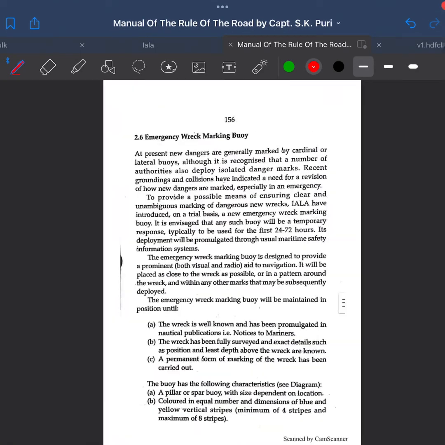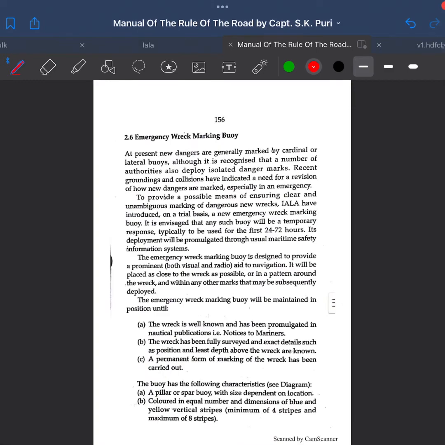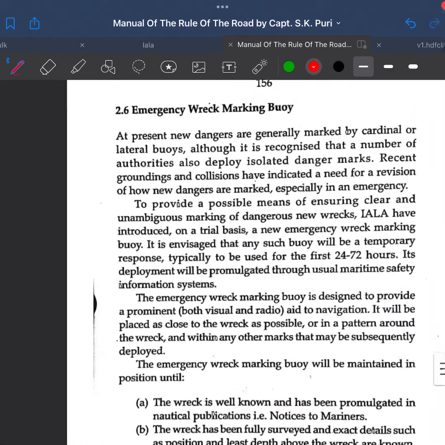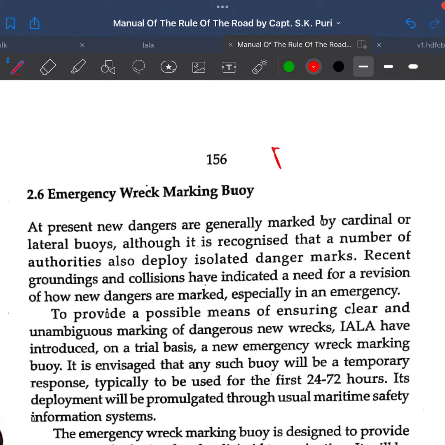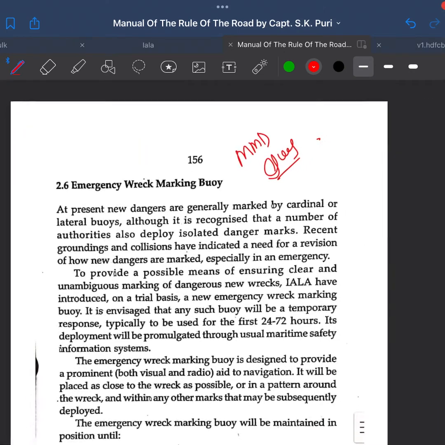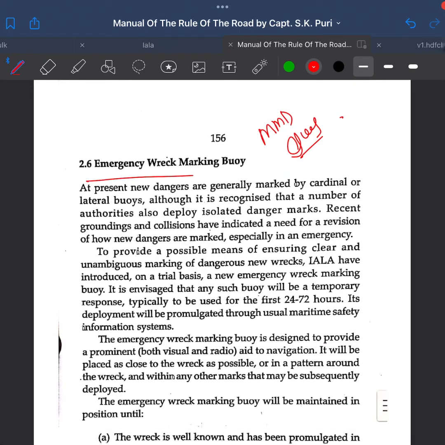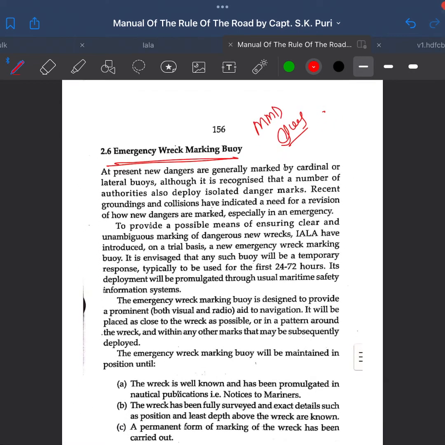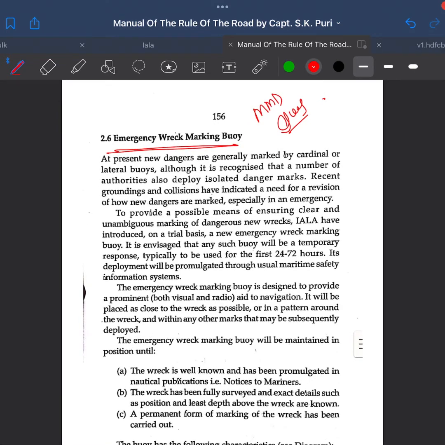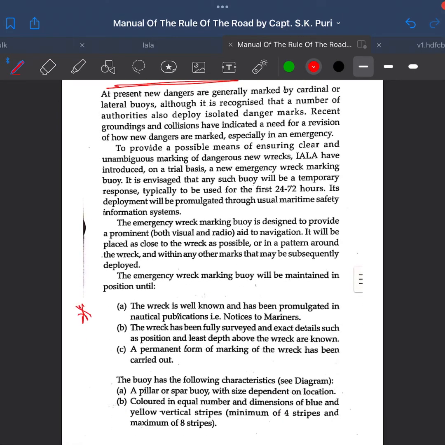And the X symbol. Now the most important and very special for MMD, because most people are not used to this, is the emergency wreck marking buoy. This is known as emergency wreck marking. So why are you using this? You can read this portion fully, but in my words I will tell you.